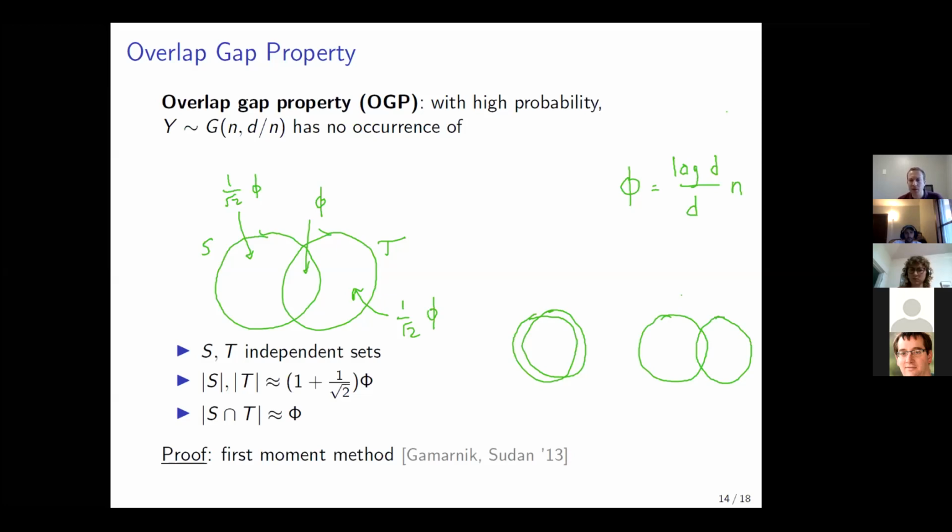And the proof of this is actually very simple. It's just a first moment method. All you do is compute the expected number of these bad patterns, the expected number of pairs S, T that satisfy all these conditions, and you just show that this is exponentially small. So this was used by Gamarnik and Sudan, and they used this property to rule out local algorithms.